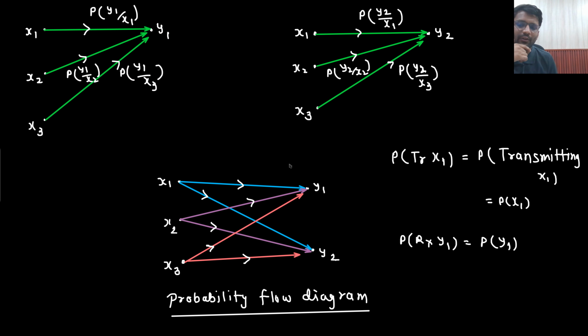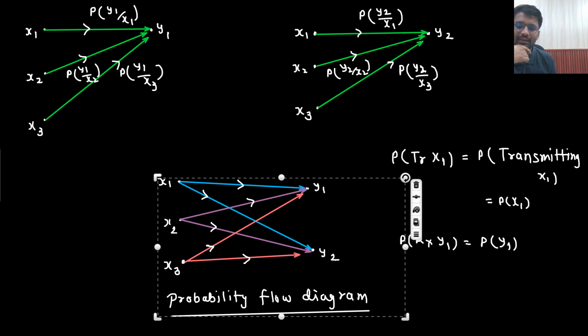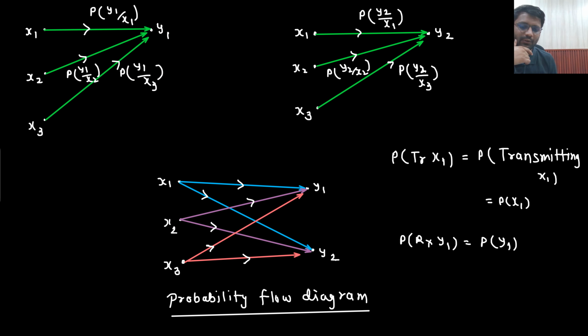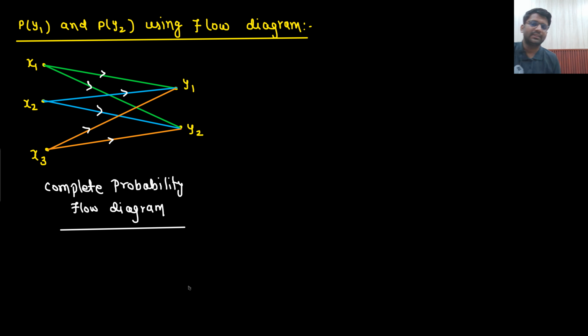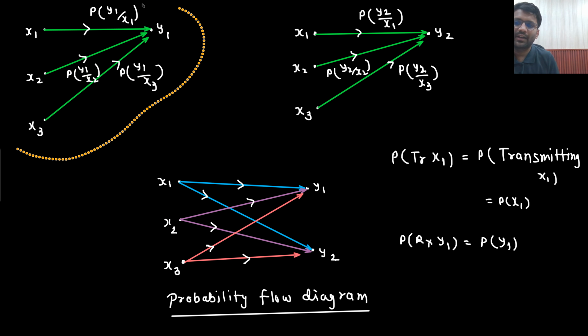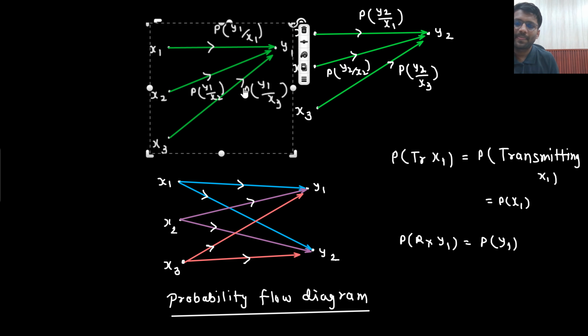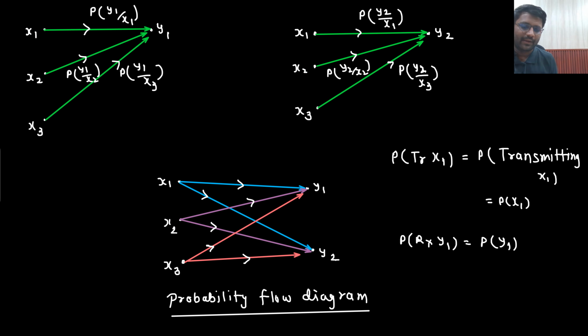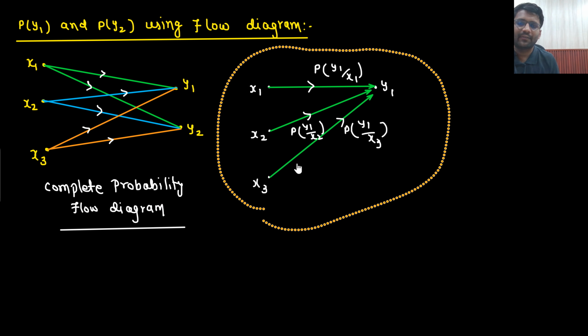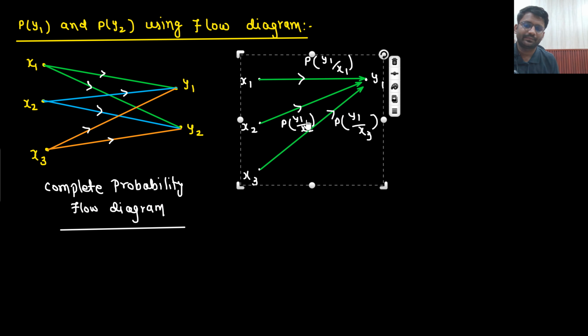Let's just say this is your flow diagram. No, this is your probability flow diagram. This is your actual probability flow diagram. With respect to the flow diagram, it will be very easy for us to understand. The probability flow diagram has already been made. Now, what about the probability of receiving y1? If I need to make the diagram only for y1, then what kind of diagram would there be? This diagram would be there, because y1 could be received from x1 or x2 or x3. So I am making the diagram only for y1. This is the diagram that I have made only for y1.